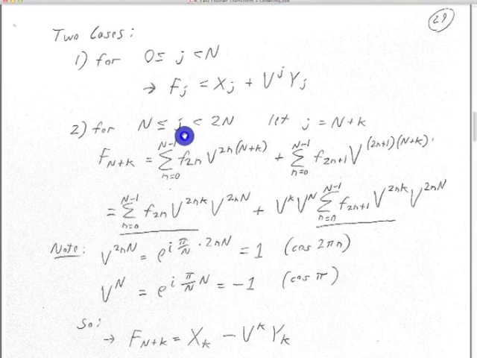So for capital N less than j less than 2N, we go from N to 2N minus 1. Then we let the index j be equal to N plus k, and we have to change the exponents a little bit, but that's just algebra. So for F at j up to N, we have this equation up here. And then for the second half, for j greater than capital N, we have F at N plus k. So k is now the frequency index in the second half, at the higher frequencies, if you like. And we go from k equals 0 to N minus 1.